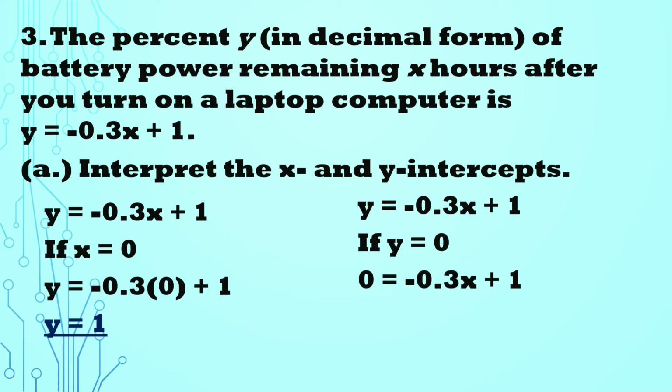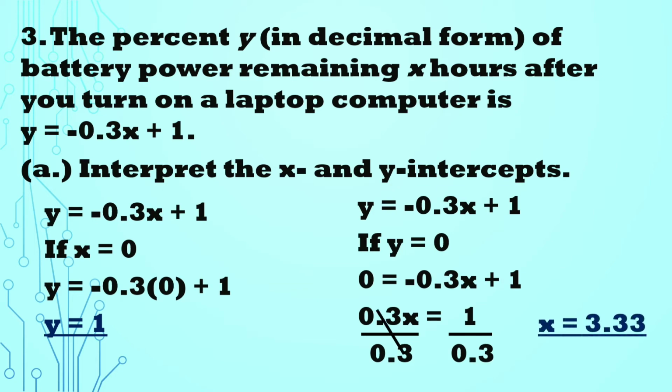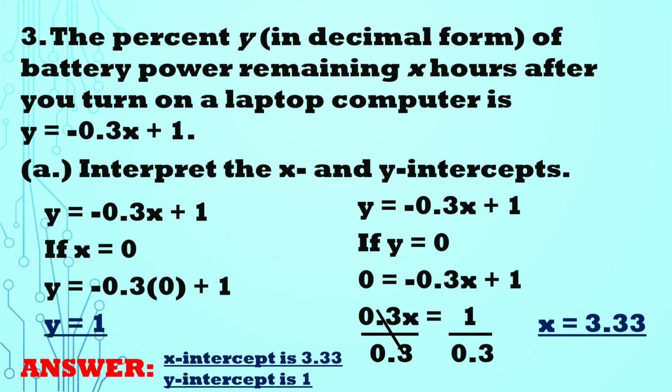So, we will use the addition property of equality. So, mag-a-add tayo both side ng positive 0.3x. So, magiging 0.3x equals 1. And then, divide both sides by 0.3. Ayan, 0.3 para makuha natin si x, yung value ni x. So, ang x po natin ay 3.33. So, ating x-intercept is equals to 3.33. So, the x-intercept is 3.33 and the y-intercept is 1. So, yan po yung ating answer.